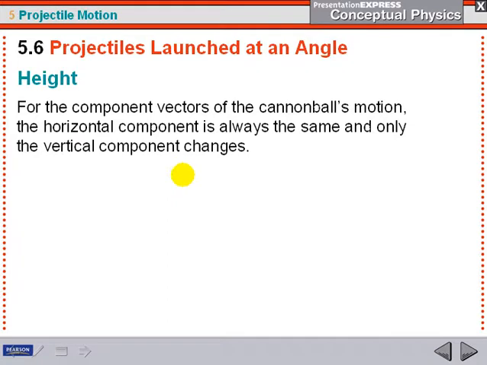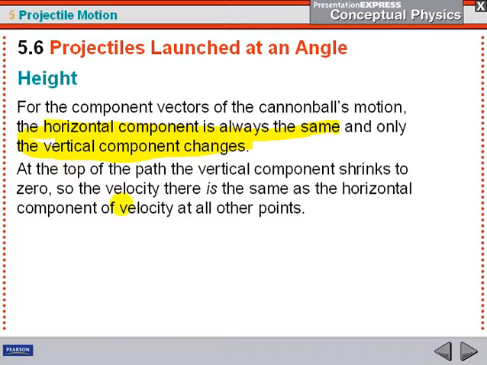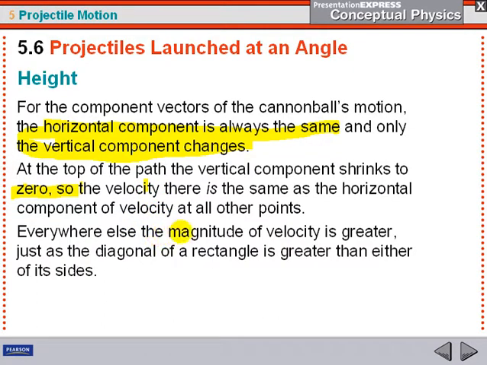So we're going to reiterate this again. The horizontal component is always the same, and it doesn't change. Only the vertical component changes, and we saw it drops by 1/2 gt squared. So at the top of the path, your vertical component is going to shrink to 0, and at that point, the velocity there is the same as the horizontal velocity at all of the points. Everywhere else, the magnitude of the velocity gets greater.